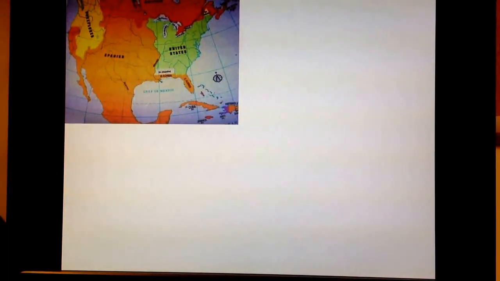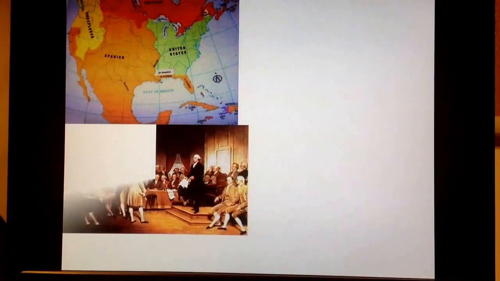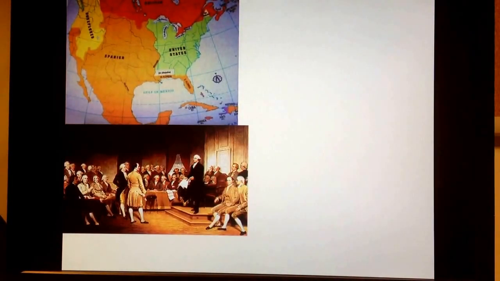Okay, so the Americans win their independence in 1783. And at that point, the Americans, as we could now start to call them, controlled the land you see in the map in green, from the East Coast out to the Mississippi River.